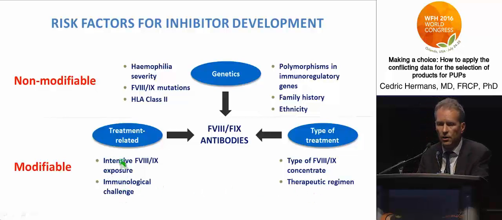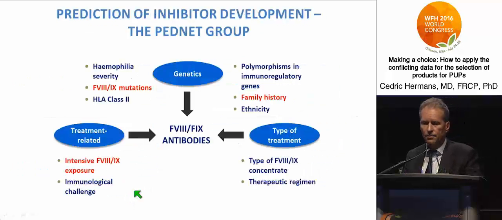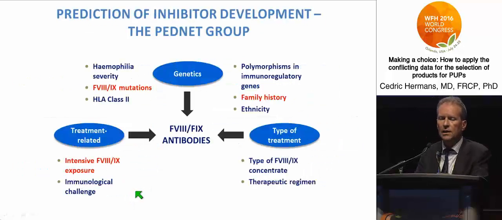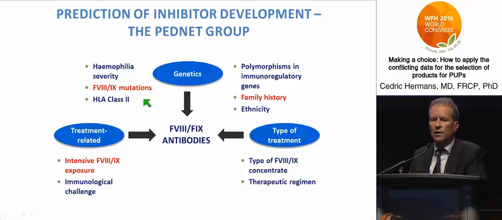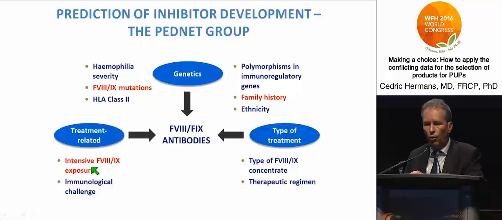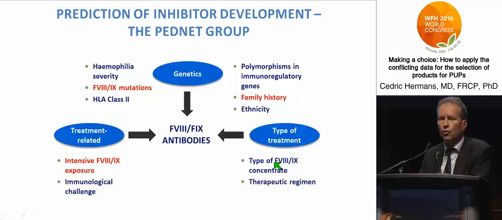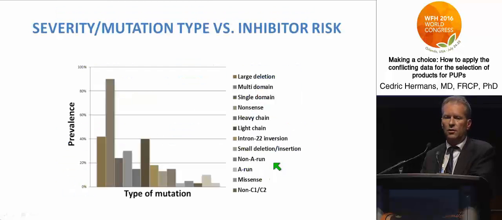This is critical: the intensity of the treatment and the immunological challenge. The PETNET study clearly demonstrated that the family history, the mutation, and the intensity of the treatment play a key role. But as you know, there is an increasing interest focused on the type of factor VIII and factor IX concentrate.